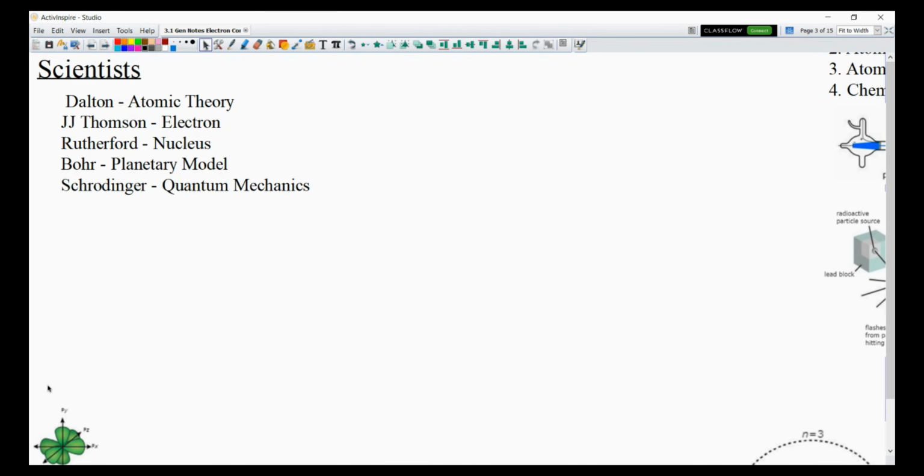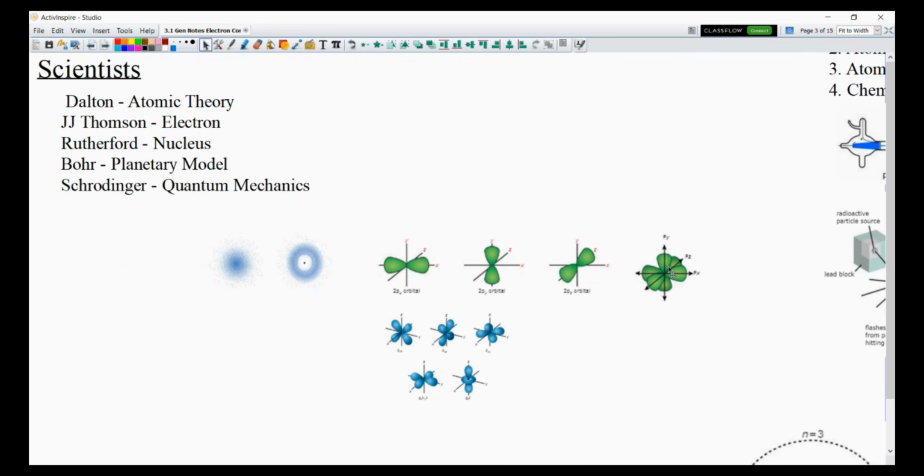And then last, Schrodinger, in the 1920s, came up with what we call the quantum mechanical theory. He said that electrons don't follow paths like this around the nucleus. They're moving randomly in regions around the nucleus. He dubbed it the electron cloud, which is the term we get from Schrodinger's model. And there are different shapes of orbitals that these electrons exist in.